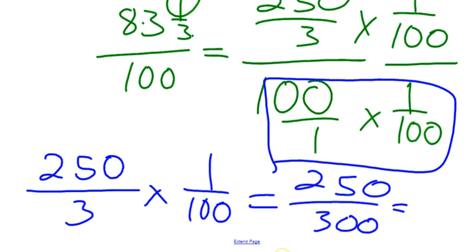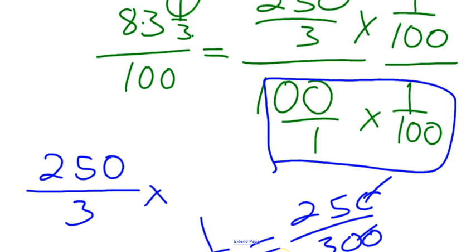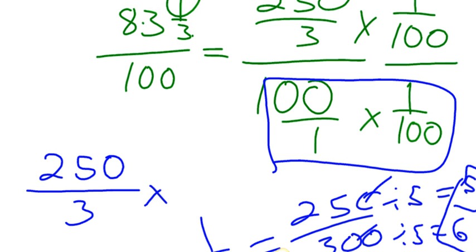Now we want to simplify, right? So I can knock a 0 off, that's easy. That's dividing by 10. So now I have 25 over 30. That's an easier number to figure out what the factor is. So I'm going to divide both by 5. 25 divided by 5 equals 5, and 30 divided by 5 equals 6, and so 5/6 is our answer.